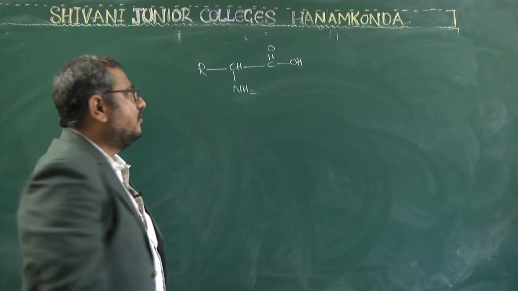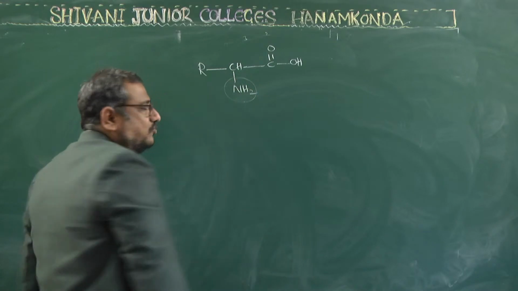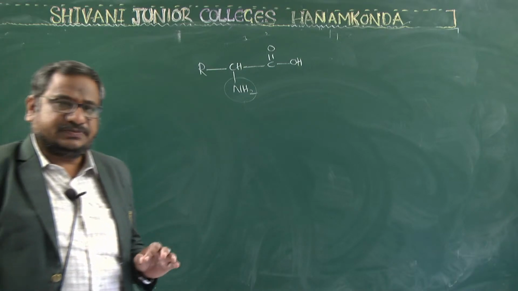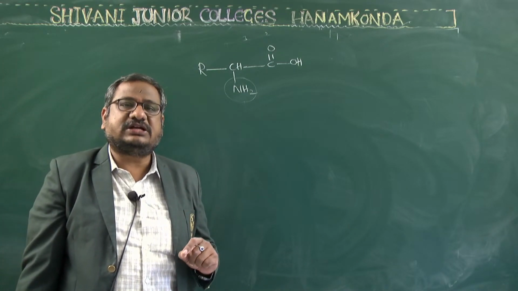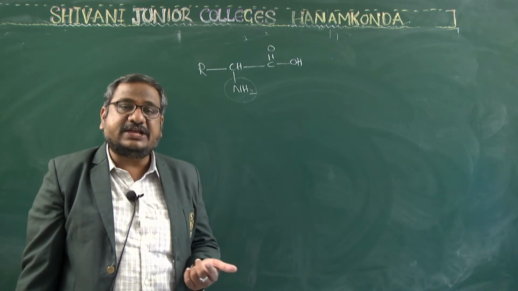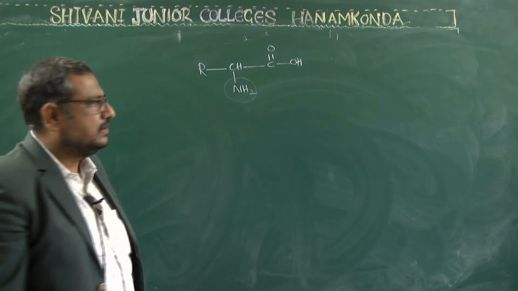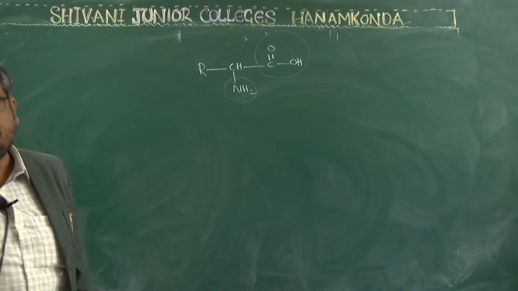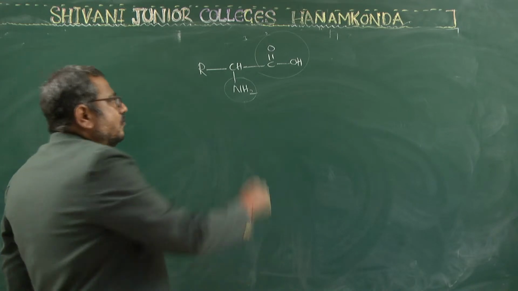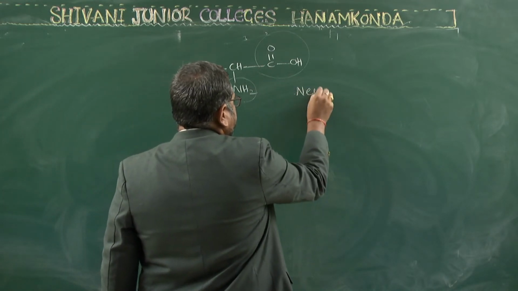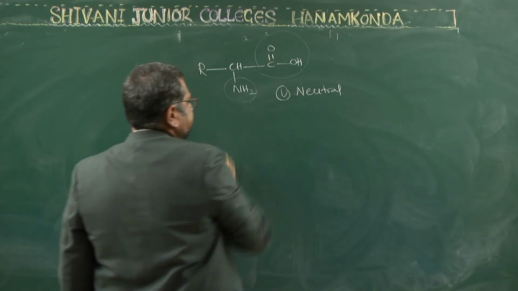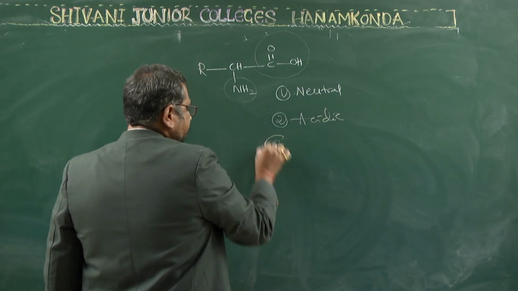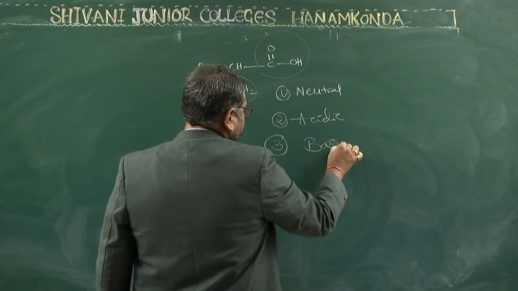Nature means here one amine group and one acid group are present. What type of character will the amine group have? It will have base character. How is it called a base? The nitrogen has a lone pair of electrons, and those lone pair of electrons have donating properties, so it is called a base. The other is the acid group: if H plus ion is released, it is called an acid. So if only one amine group and one acid group are present, that type of amino acid is called a neutral amino acid. If the number of acid groups is more, that is called an acidic amino acid. If the number of NH2 groups is more, that is known as a basic amino acid.